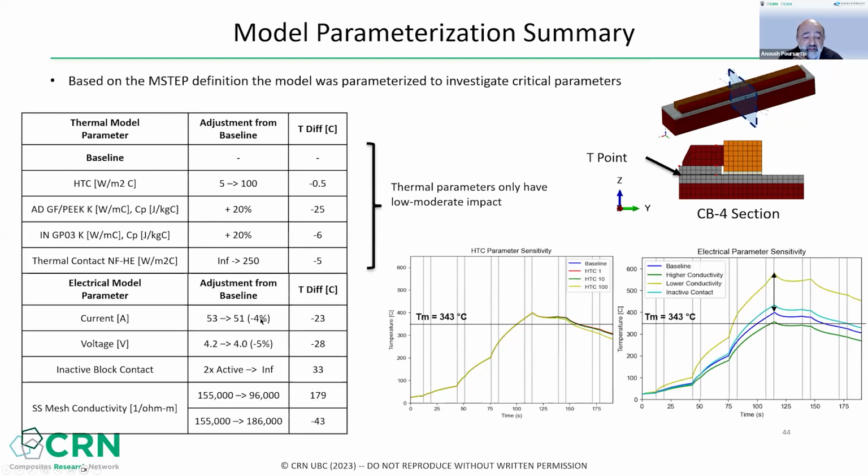What is very important is getting your electrical model right, which in turn means that in practice, in production, this is what you really want to control. How your mesh behaves, how your blocks behave, makes a huge difference. The mesh conductivity is a critical parameter. The block contact behavior is also very important. So in terms of control, the model tells us what you really want to fuss about is your electrical parameters.